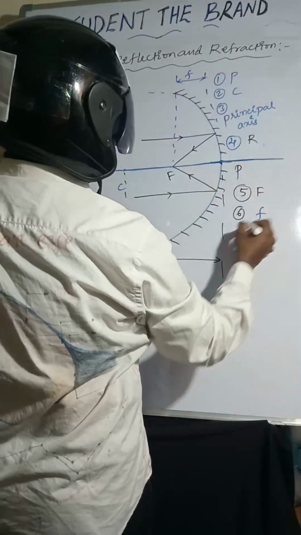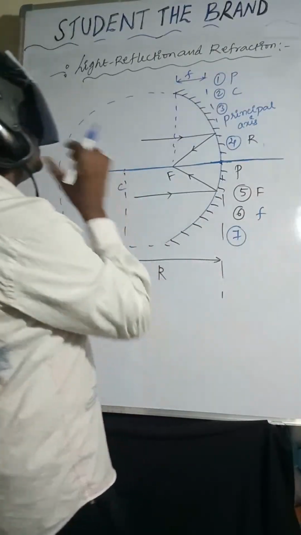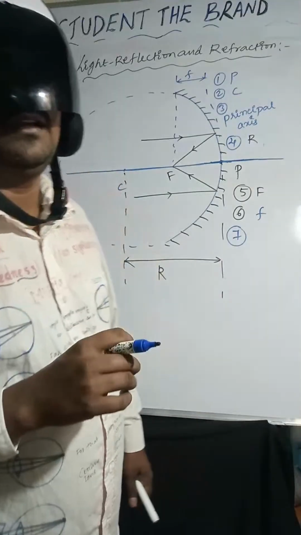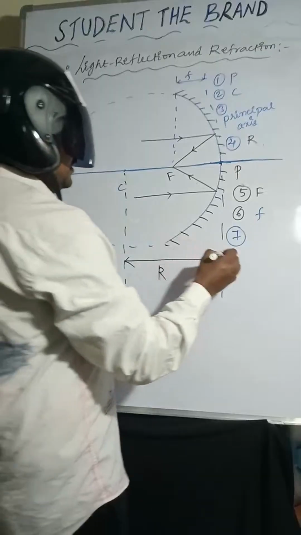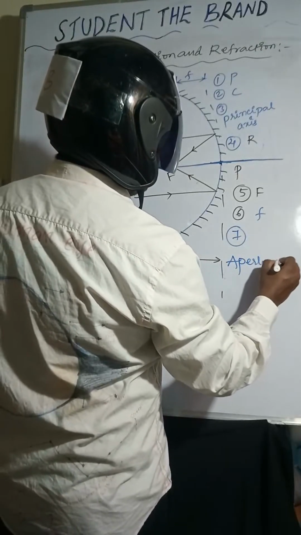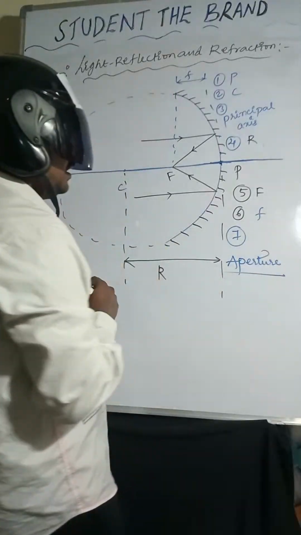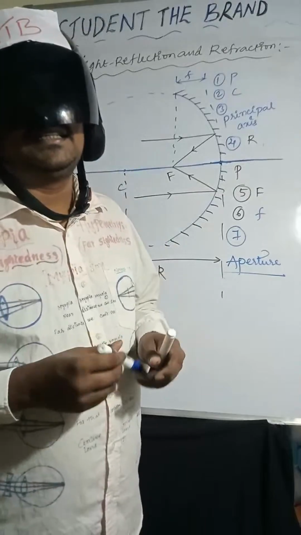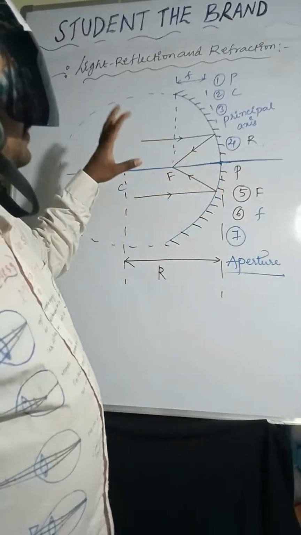Focal length. And coming to the seventh one, width of the mirror is called aperture. Once again we'll discuss. So here, these are the parts.